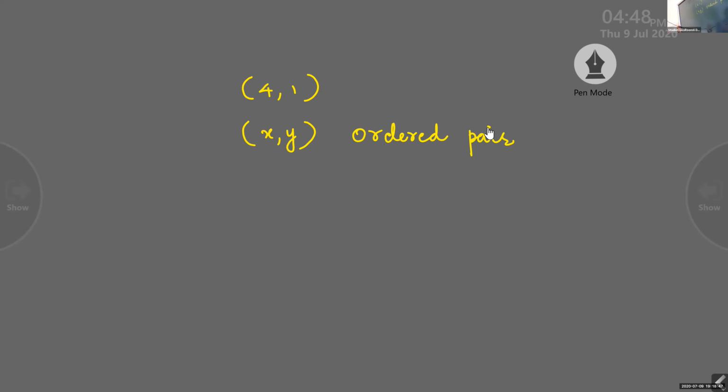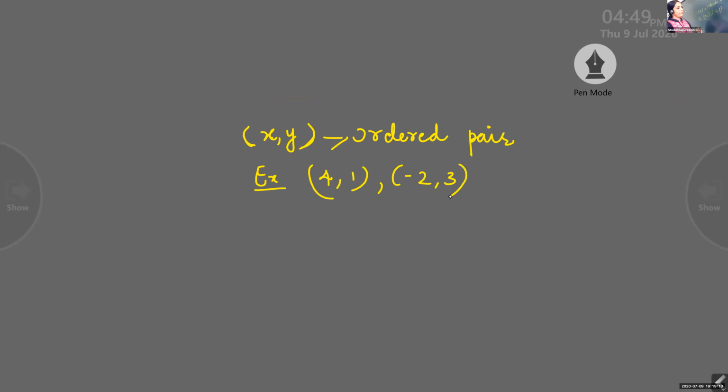XY, ordered pair. What is the name of it? Ordered pair. In this, you have to put a bracket and write, for example, like this. Examples are (4, 1), (-2, 3), like this. Ordered pair (4, 1), ordered pair (-2, 3), like that. Point (-2, 3) also we can tell simply.